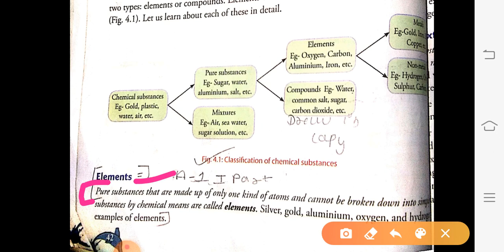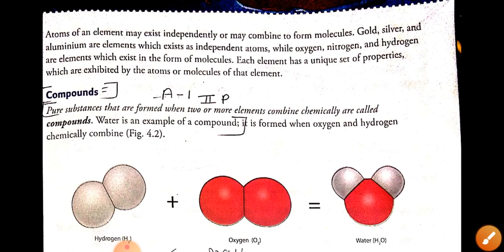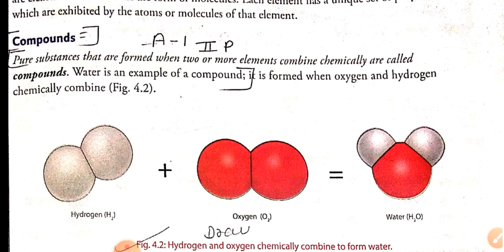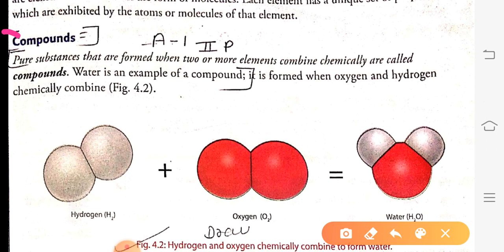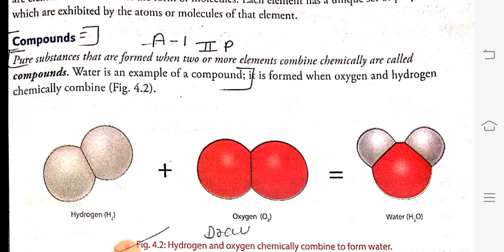Pure substance that are made up of only one kind of atom and cannot be broken down into simpler substance by chemical means are called elements. Silver, gold, aluminum, oxygen, and hydrogen are example of elements. This is first part. That is element, and the definition of compound is here. Compound, you will start from here. Pure substance that are formed when two or more elements combine chemically are called compounds. What is an example of compound? This is second part of your answer number first. Got this? Now second answer.